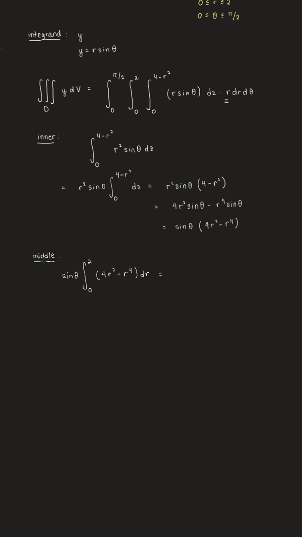And now we're ready to integrate. So I'll leave sine theta on the outside. And when we integrate our integrand, we have 4r cubed over 3 using the power rule, minus r to the 5th over 5. And we are integrating from 0 to 2. So once again, leaving sine theta on the outside, when we evaluate our result when r is 2, we get 2 cubed is 8. 8 times 4 is 32 thirds. Minus 2 to the 5th is 32, so 32 fifths. And when we subtract, when we put in 0, we'll just get a 0.